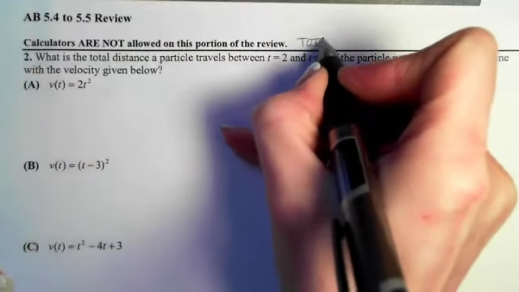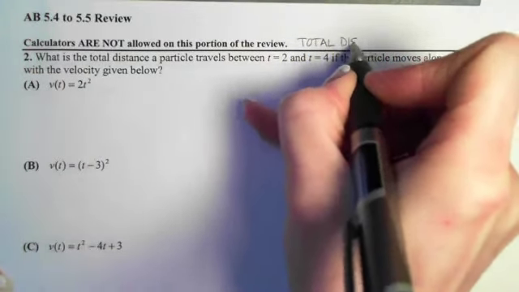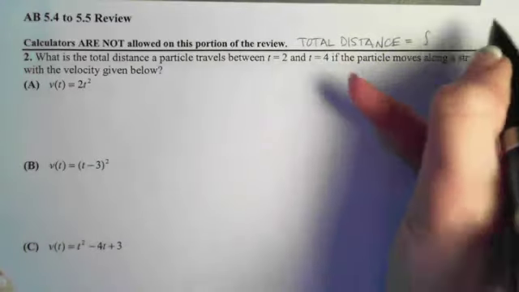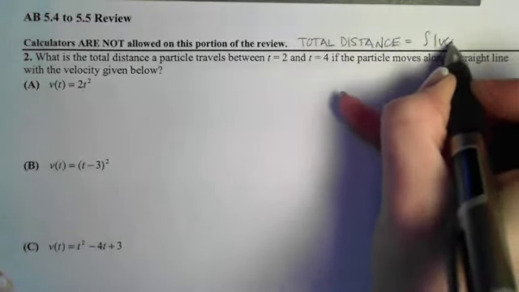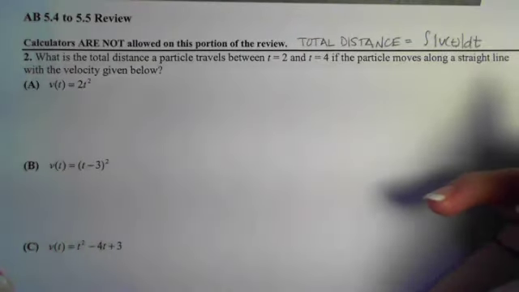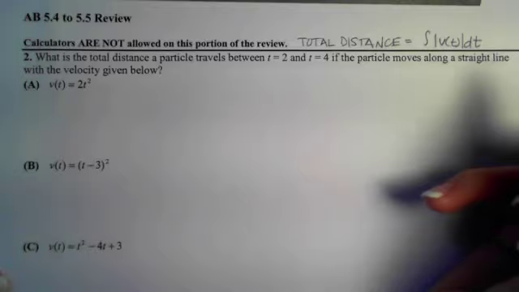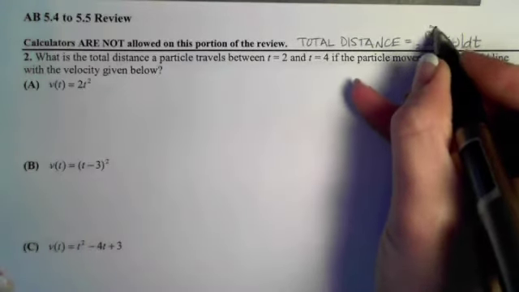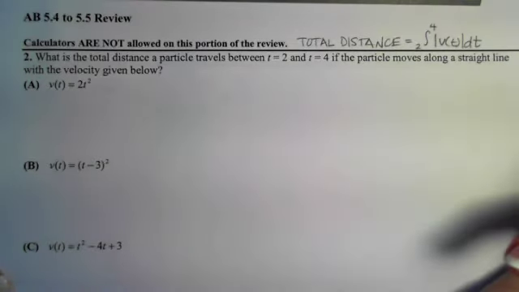So what we are needing to remember is that total distance, no matter the scenario, will always be the accumulation of the absolute value of the velocity. So that means that we're going to have to look for when that velocity is positive and when that velocity is negative. And since the time on all 3 of them is from 2 to 4, this is what we're going to be setting up for all of them.